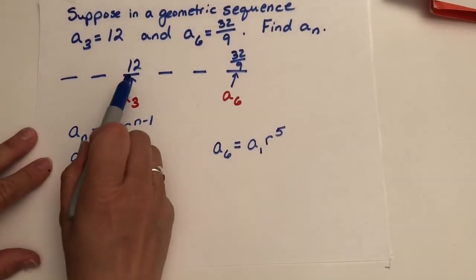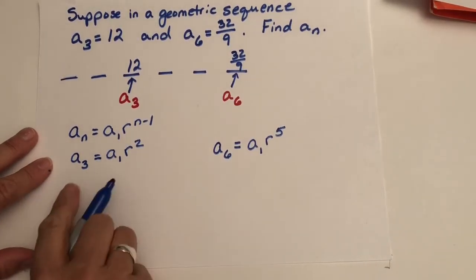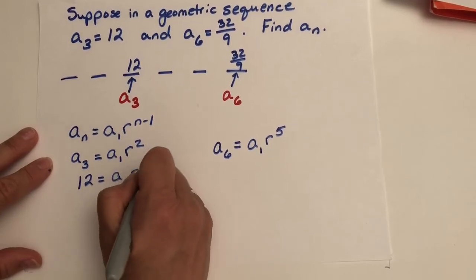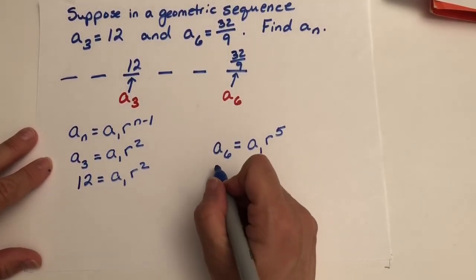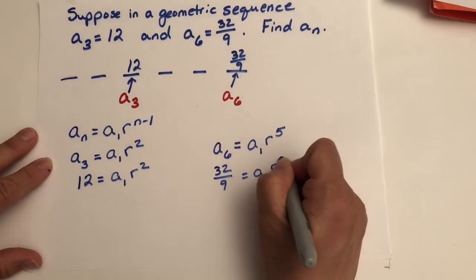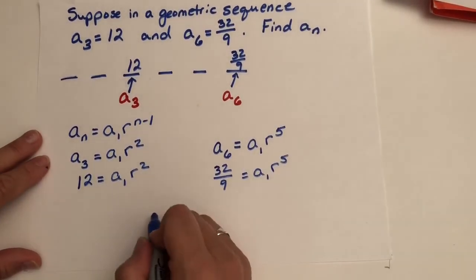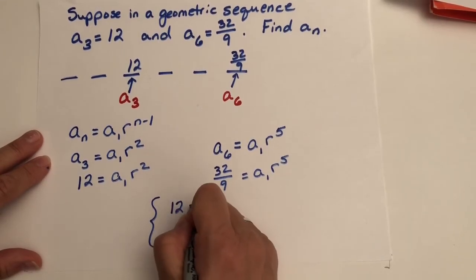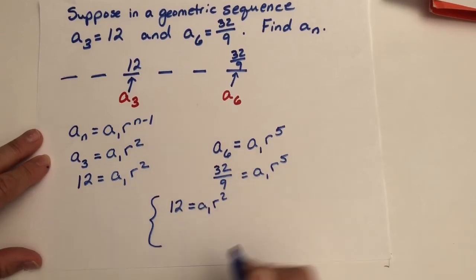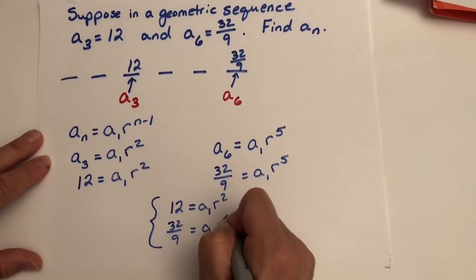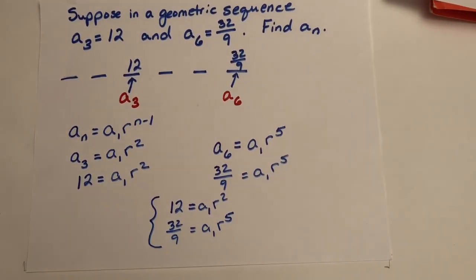And let's fill in the third term and the sixth term. So for this equation right here, we know 12 equals a sub 1 r squared. And for this equation right here, we know 32/9 equals a sub 1 r to the fifth power. And now we have a system of equations that is 12 equals a sub 1 r squared, and 32/9 equals a sub 1 r to the fifth. So it's our task to find a sub 1 and r. Let's continue.